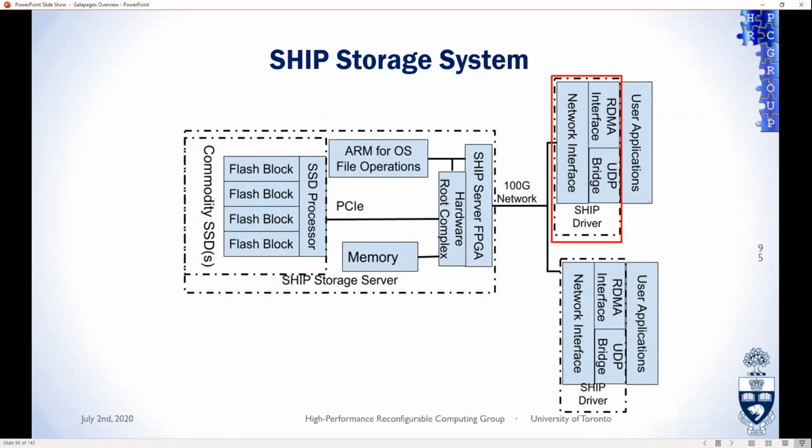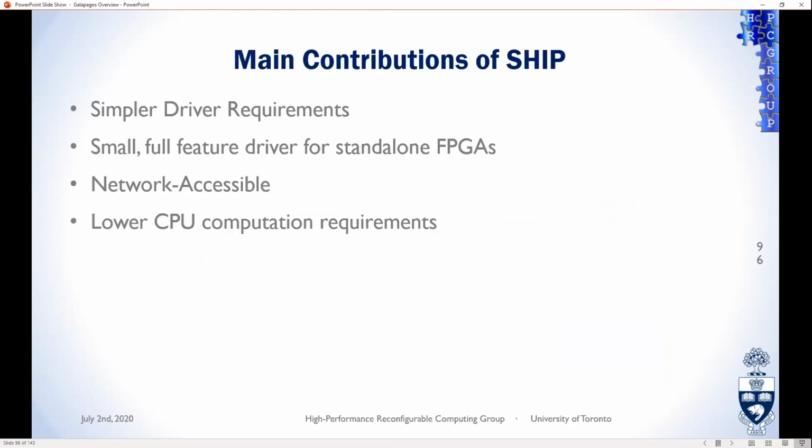This allows for a much simpler driver to be used, consisting of a simple network driver, an RDMA interface, and a UDP bridge. And we use a UDP-based protocol to manage file operations such as open, close, and seek. All three drivers are already available for CPUs, GPUs, and FPGAs, and the system is network connected, allowing it to scale better in our data centers than PCIe. Thus, we have built a storage system with simple driver requirements, but that does not sacrifice features. SHIP SSDs can be formatted with any Linux-compatible file system with no limitations to what users expect. It is network accessible for better scalability.